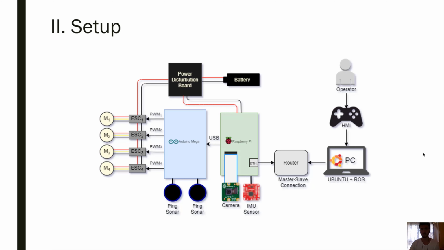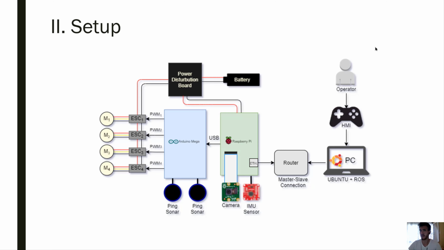And this here is the operator side. This is the operator human-machine interface. In our case, it's a joystick. And lastly, PC, which uses Ubuntu and ROS. ROS is Robot Operating System, which is actually a framework that allows us to do robot applications with ease. Robot and PC is connected via master-slave connection, which enables the data transfer between the Raspberry Pi and the PC, and it also allows us to run the commands on Raspberry Pi by typing them on PC.